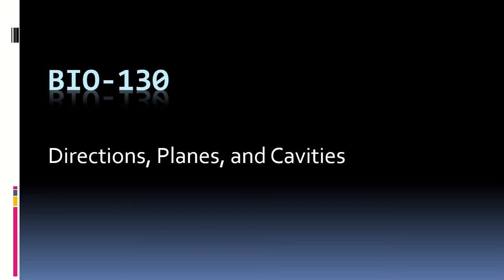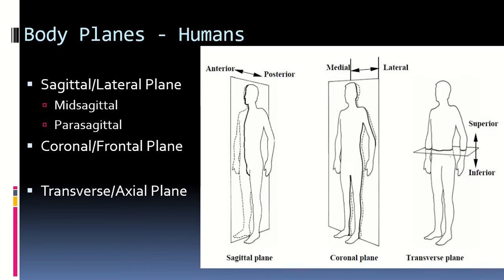For this lesson, we are going to cover directions, planes, and body cavities. Actually, it makes more sense to start with planes, though. The human body, an important thing to know is something called the anatomical position. For the human body, the anatomical position is simply the body standing straight up with the hands to the sides and the thumbs of the hands pointed outward. That's the anatomical position.